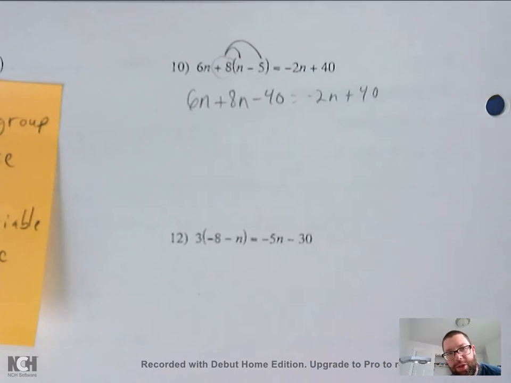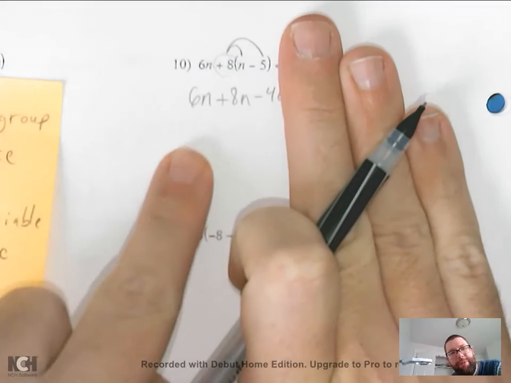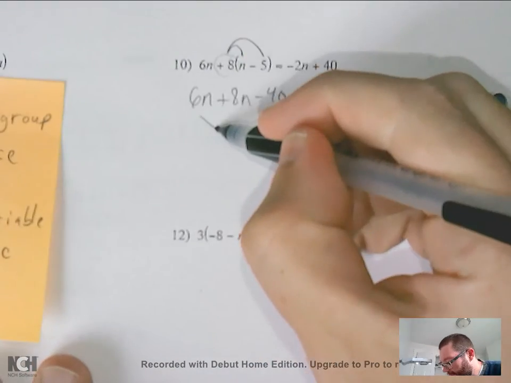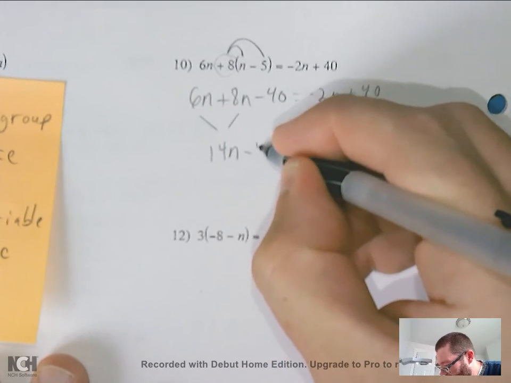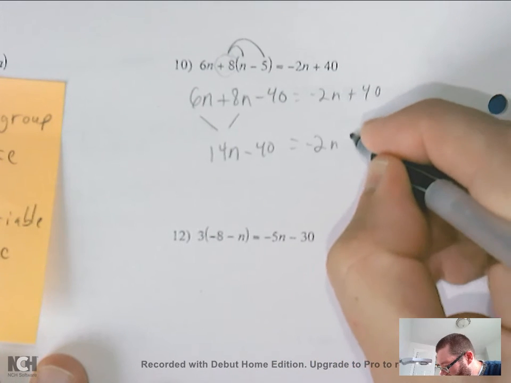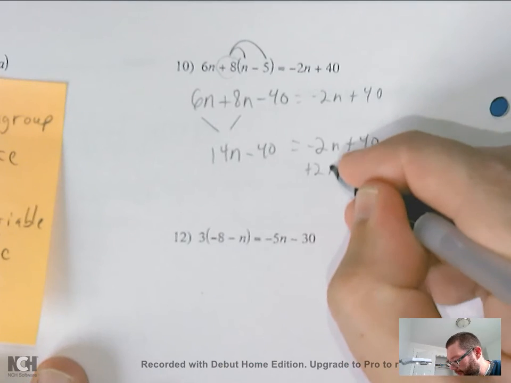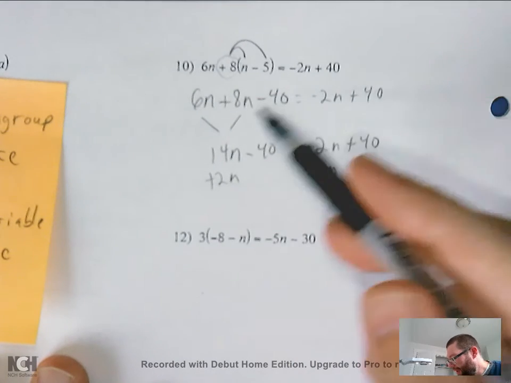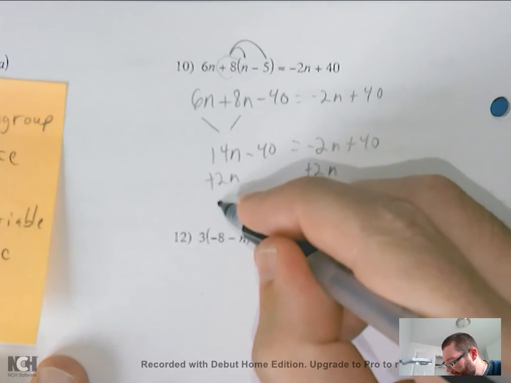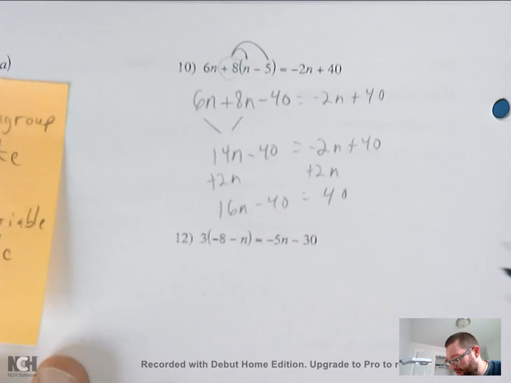Now I'm going to look for like terms to combine. On the left side, I see I have two terms with an n, right? So I can combine those. They're both positive, so 6 plus 8 is 14. So 14n minus 40 equals negative 2n plus 40. Okay, next step is to move the variable to one side. Again, it doesn't really matter which one I move. I'm going to move the 2n because it's smaller, but whichever one you choose, you're going to get the same answer. Add 2n, that gives me 16n minus 40 is equal to positive 40.